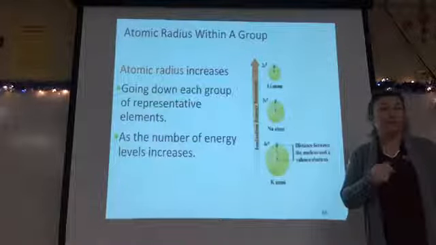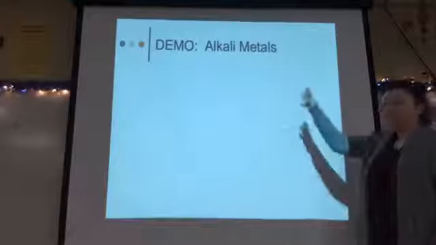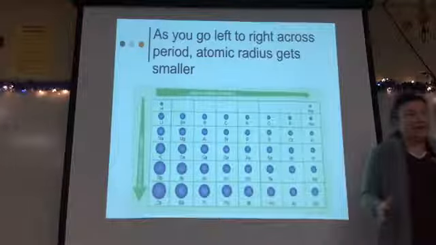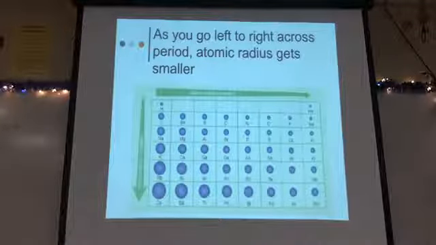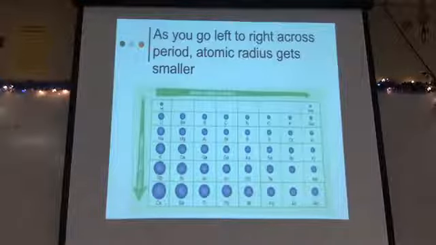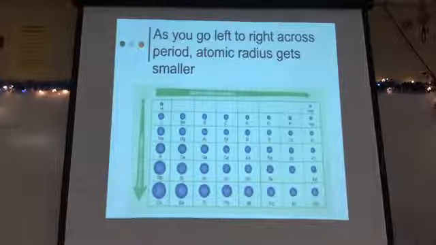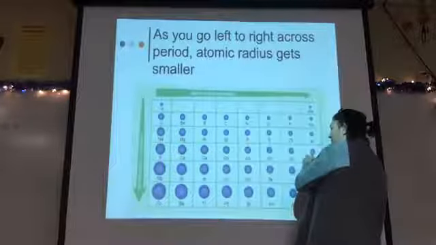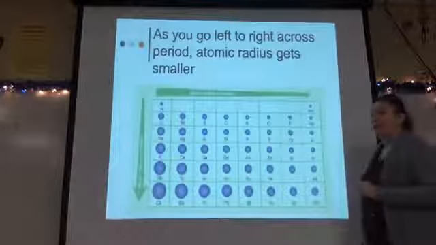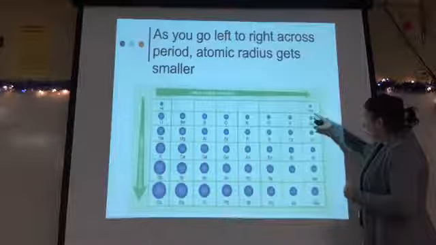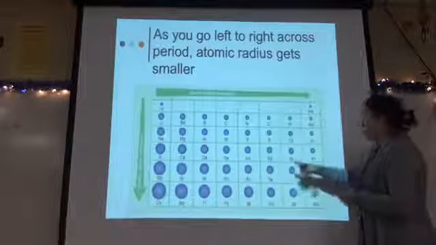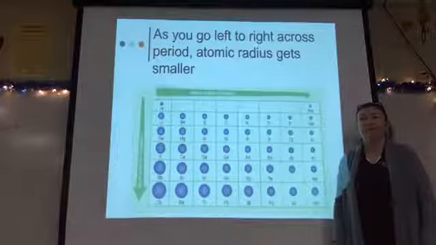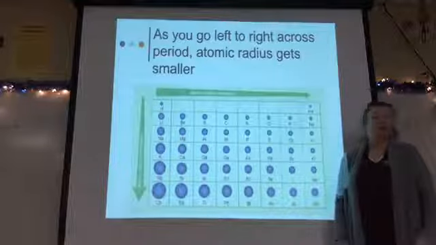Are you good? Okay. Now, we did the demonstration of the alkali metals. Now, as you go left to right, they get smaller. Why do you think they get smaller? Look at this atomic radius. Big down to small. Why do these guys start off small and they get big? We know that reason. But why do they get smaller as they go across? Why do you think? Well, I'll tell you. Okay?